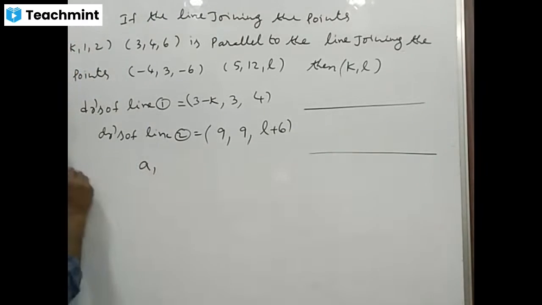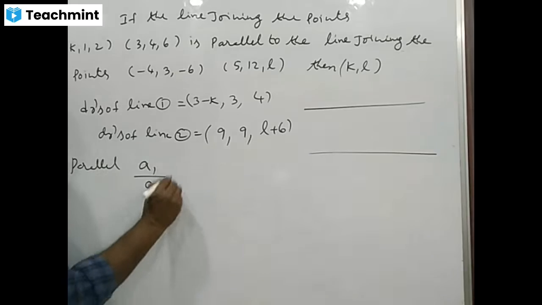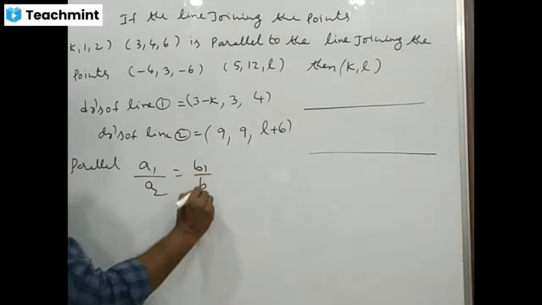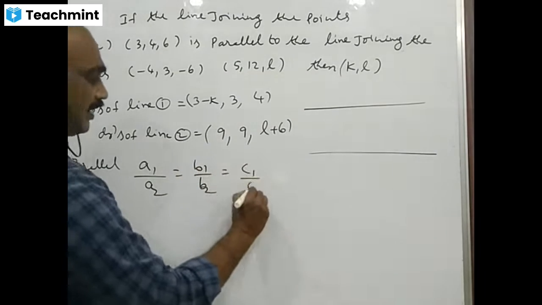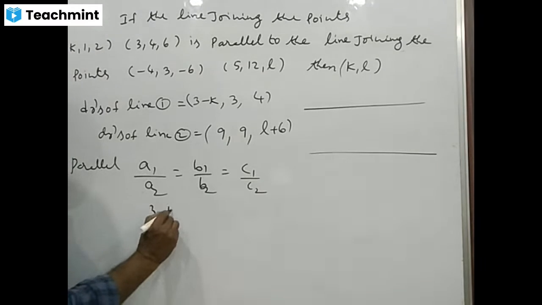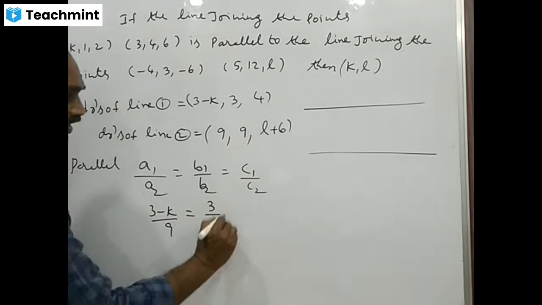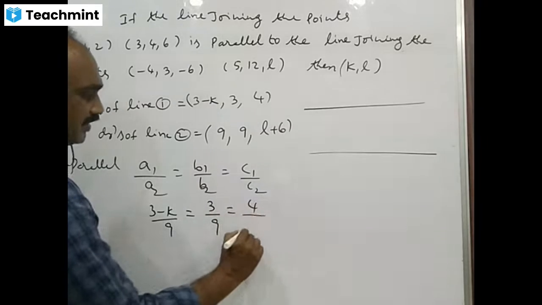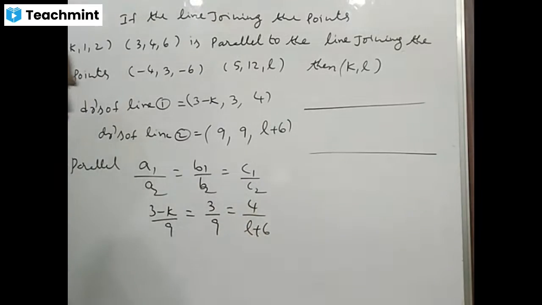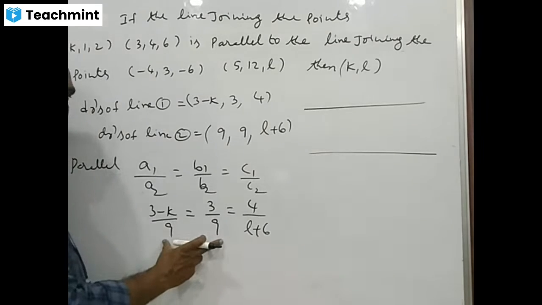Parallel, so parallel formula: a1 by a2 is equal to b1 by b2 is equal to c1 by c2. Friends, a1 by a2, 3 minus K by 9, is equal to b1 by b2, 3 by 9, is equal to c1 by c2, 4 by L plus 6. Friends, equating these two, we get L. Equating these two, we get K.